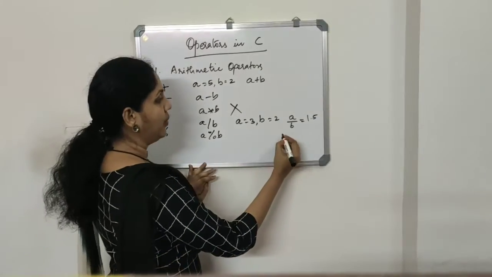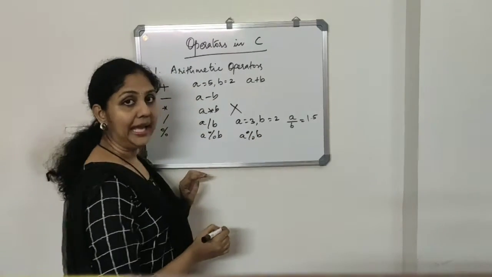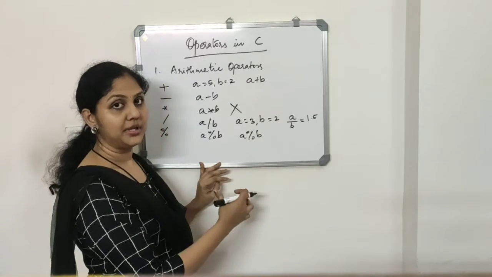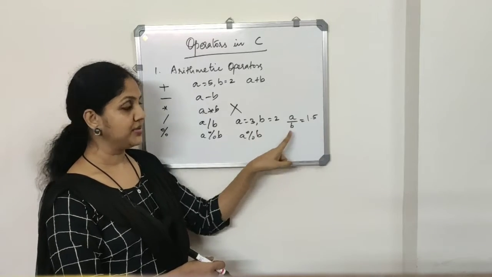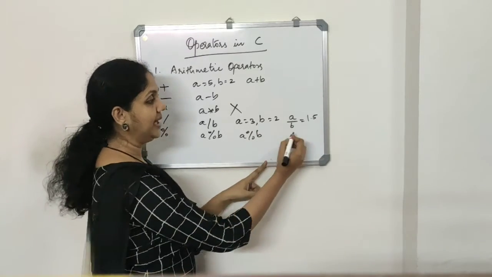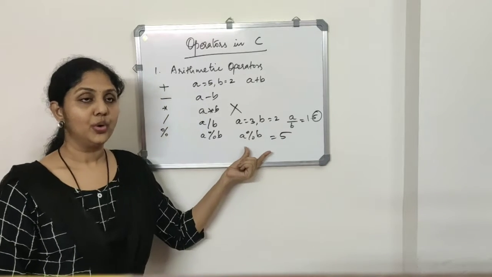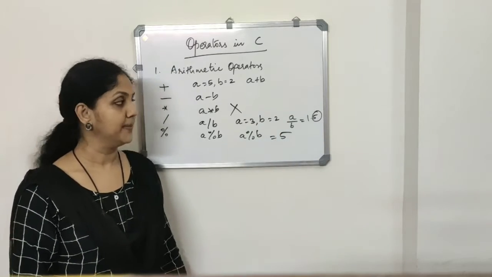Now, what is A modulo B? A modulo B means it will give us the remainder after division. So, A by B we get 1.5. A modulo B we get the remainder. That is, the answer will be 1. The modulo operator is used for finding out the remainder after division.